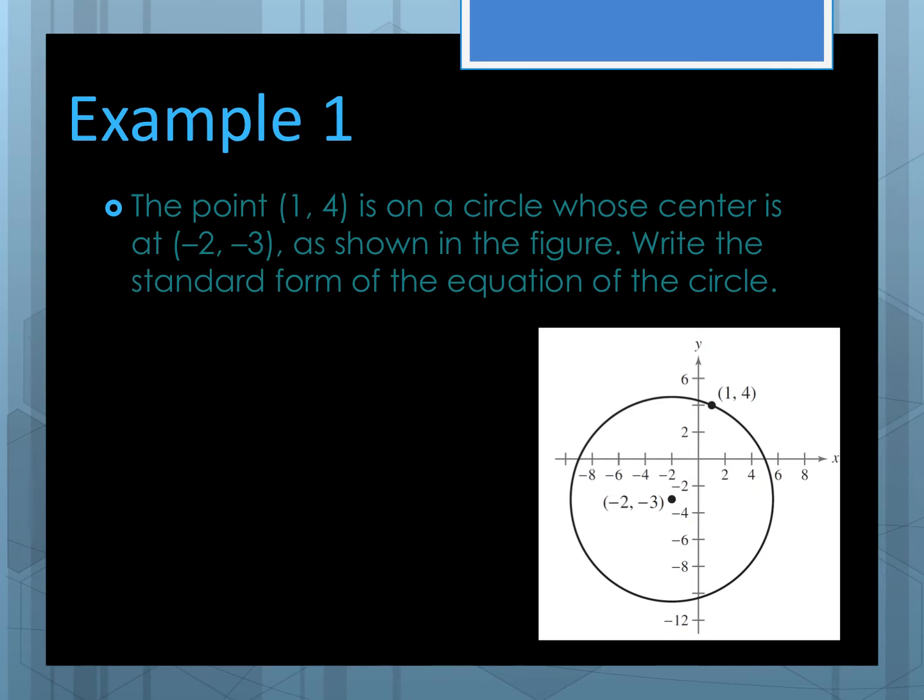So the first example says the point (1, 4) is on a circle whose center is at (-2, -3), as shown in the figure. Write the standard form of the equation of the circle. So I'm going to just rewrite this standard form, (x minus h) squared plus (y minus k) squared equals r squared. When I rewrite this as an answer, I keep x as x, y as y, but I plug in the point (h, k), and I plug in the r. So what information do I already have, just from what they give me?